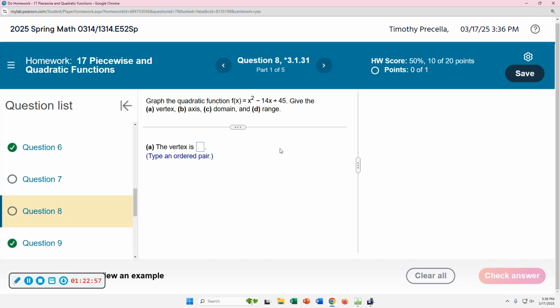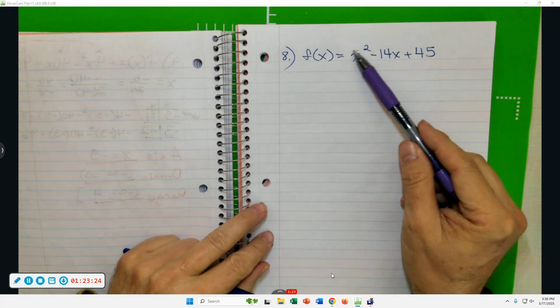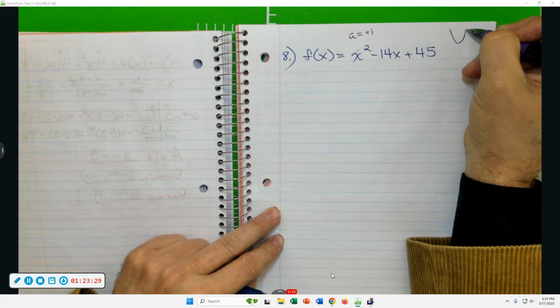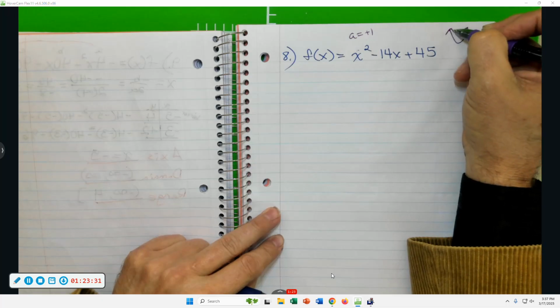Let me write the problem down. And while I'm writing it down, I have a question for you. Is this parabola like the previous one? Is it going to be opening downward or will it be opening upward? Upward. What's my A value here? A positive 1. That means I expect my graph, once I draw it, to be opening upward.